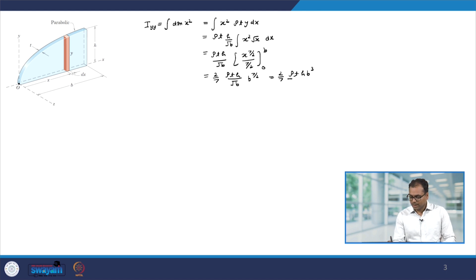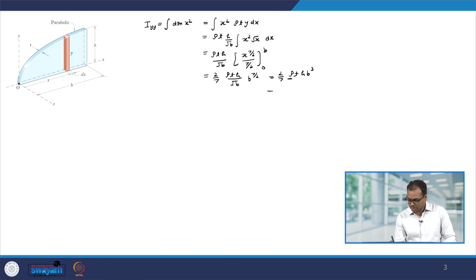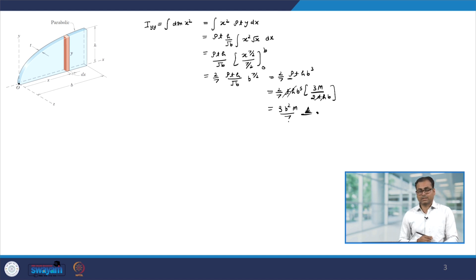Now again here I have rho, the value of rho I can put from equation number 2. So rho is 3m divided by 2 t h b. Let me put it over here. So this is equal to 2 by 7 t h b cube and then the value of rho was 3m over 2 t h b. So t will get cancelled, h will also get cancelled and we will have 3 b square m divided by 7. So this is the moment of inertia about the y axis.